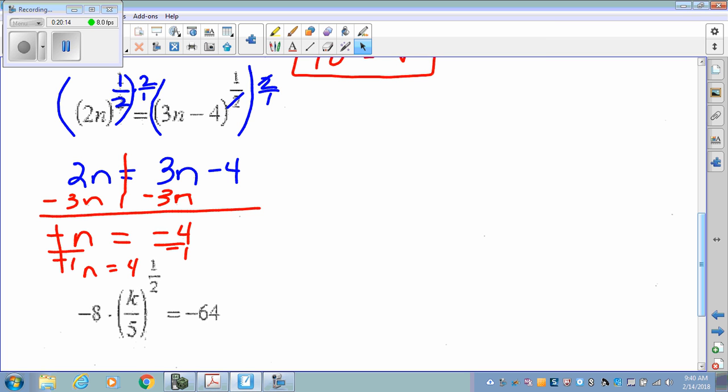Okay, and then I would just check, I would go back to my original equation and check and make sure that it's not an extraneous solution. But we'll just go ahead and go to the next one so we can practice a little more.